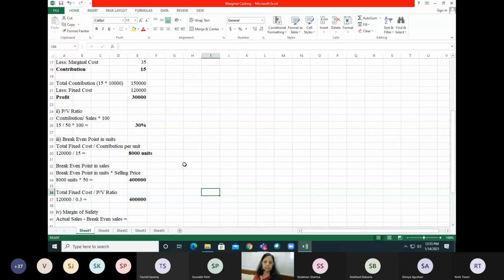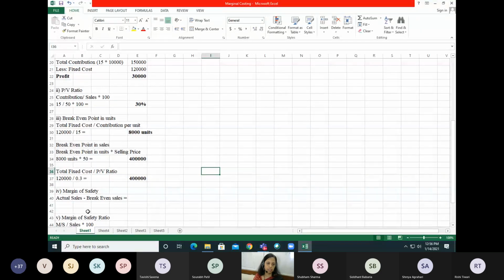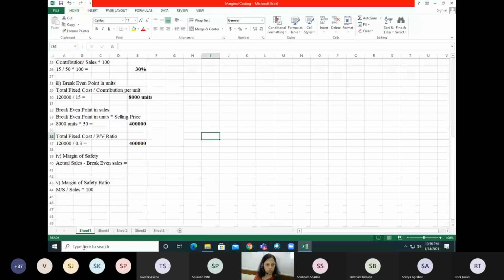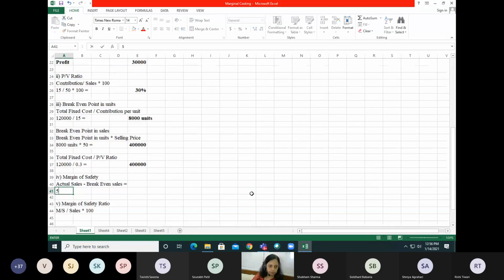Yes, ma'am. Now next we have to calculate margin of safety. The meaning of margin of safety is how much you are above the break even sales. So the formula is actual sales minus break even sales. Now what is actual sales? The company had sold 10,000 units. Selling price is 50. So 5 lakh actual sales, minus break-even sales. 1 lakh will be your margin of safety.